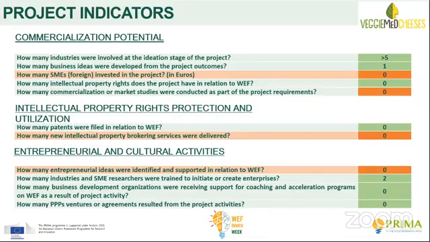These are some indicators for commercialization potential. More than 5 industries were involved at the ideation stage of the project. One business idea was developed from the project outcome. And for entrepreneurial and cultural activities, 2 industries and SME researchers were trained to initiate or create enterprise.